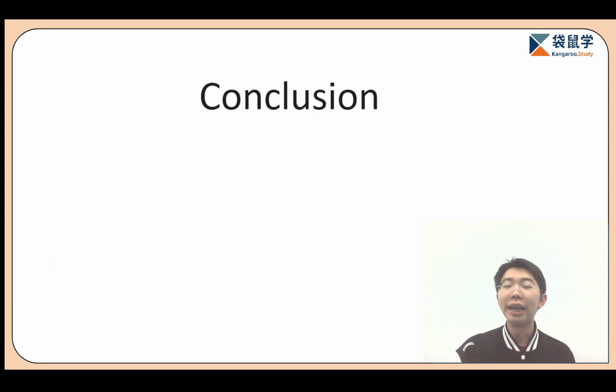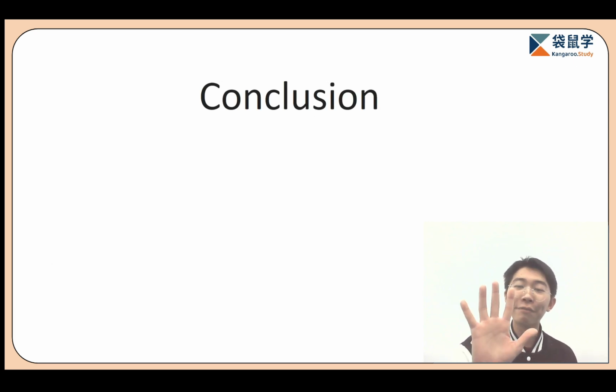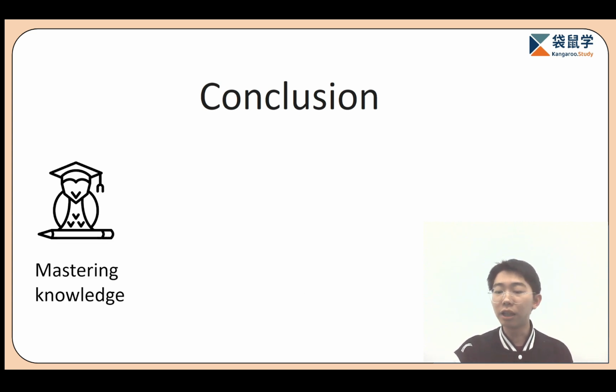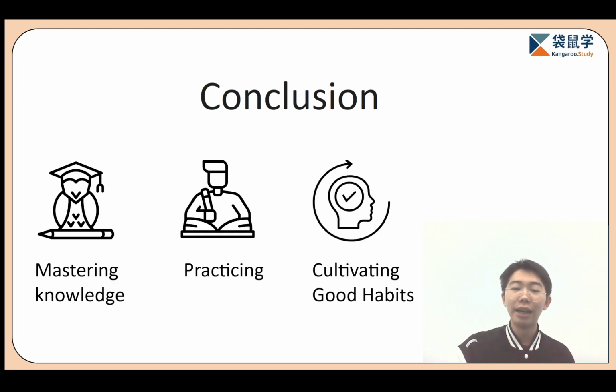In conclusion, in this video we have talked about 5 common causes of calculation mistakes, and we have also given the corresponding solutions, which are mastering the knowledge, practicing, and cultivating good habits. Improving calculation ability is a long and complex process, but it is definitely worth it. Because a good calculation ability will improve a child's grade at school and will also build a solid foundation for their future math studies.